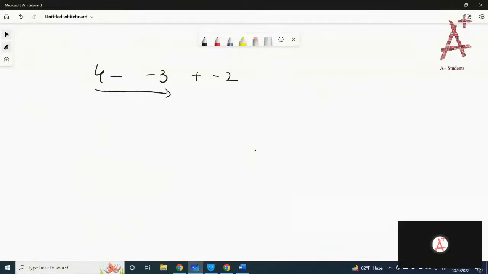Got it? So on the left you have multiplication first. Subtracting a negative number is the same as adding, so it would be 4 plus 3. 4 plus 3 is 7, and 7 plus -2 means 7 minus 2 is 5. Got it? So the correct option is 5.